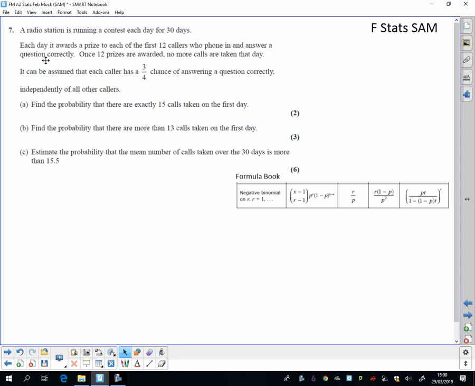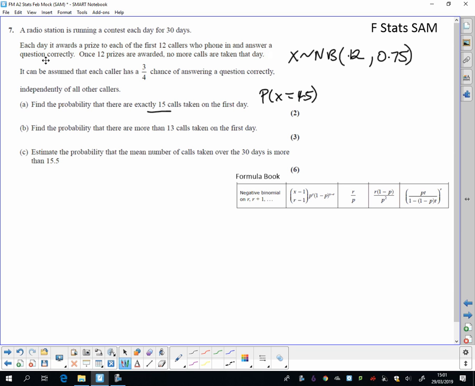Okay, so this one about the radio station fires is you should recognise as a negative binomial. So if we say we're using letter X as usual, it's going to come from a negative binomial, and we want 12 correct answers, and the probability of getting a correct answer is 0.75. Right, so probability of our number of calls, so we want the probability of exactly 15 calls. So our number of calls is 15.